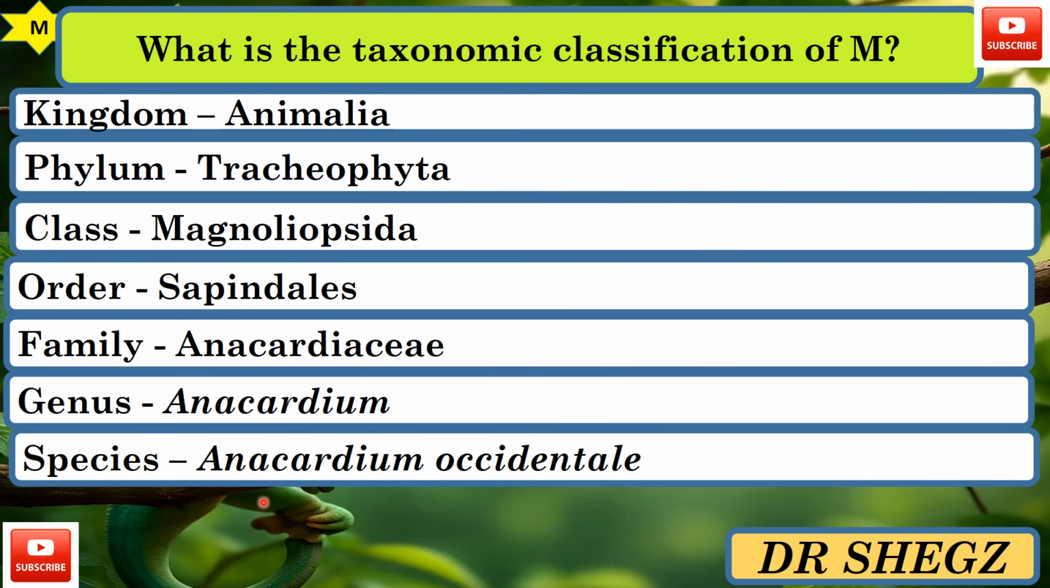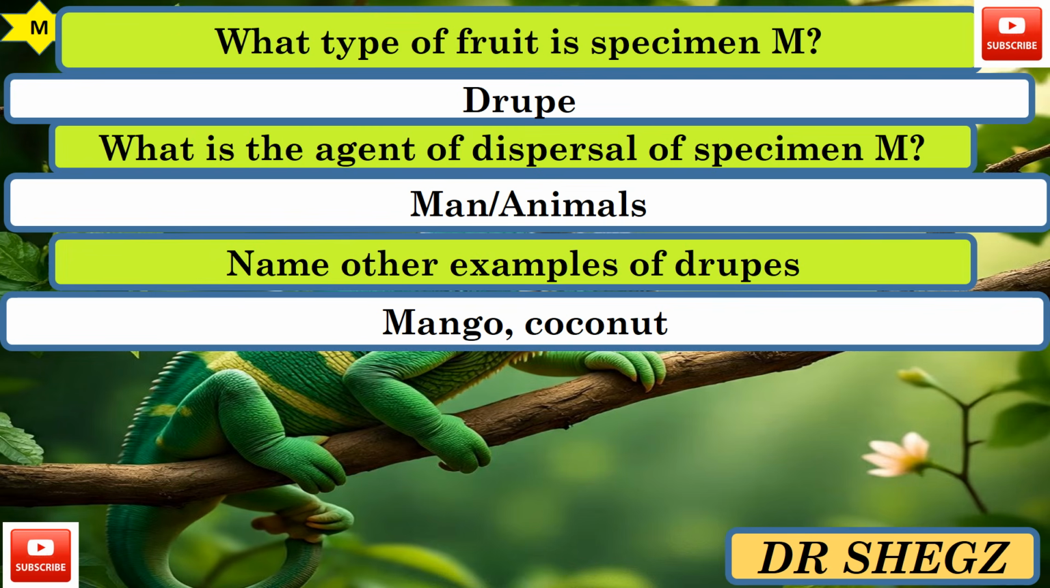Anacardium occidentale, cashew fruit. So we are dealing with the fruit itself, not the nut. So it's the cashew fruit we are answering. And of course, a drupe dispersed by man, and other drupes like mango and coconut.